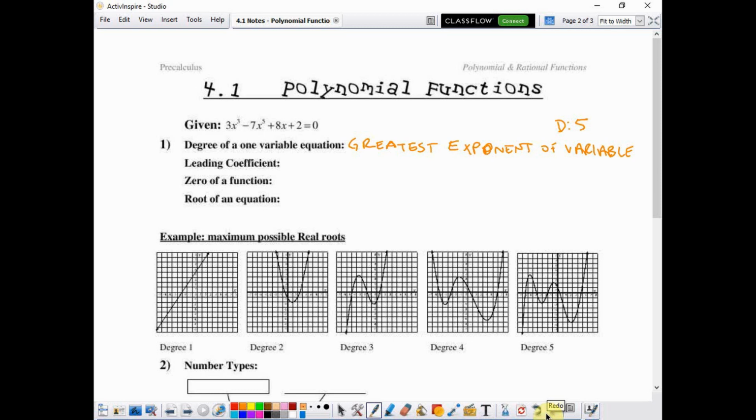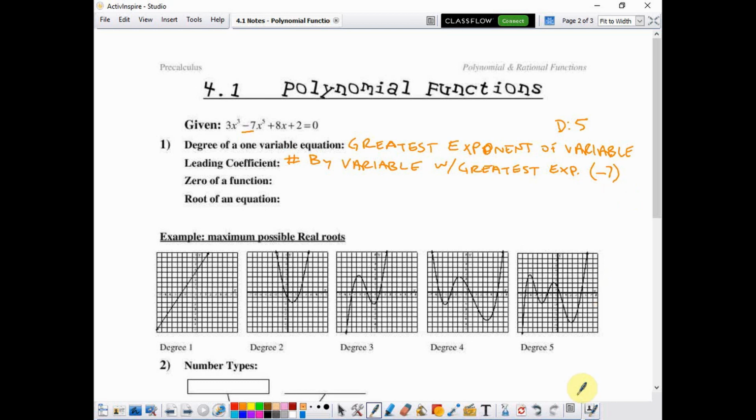The leading coefficient is just a number multiplied by the variable, so it is the number by the variable with the greatest exponent. In this case, that number is -7. So the leading coefficient here is -7.